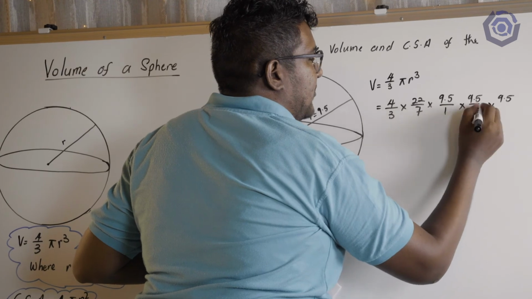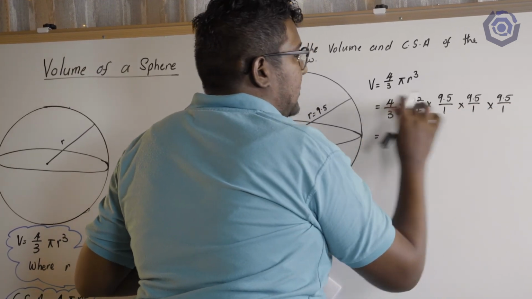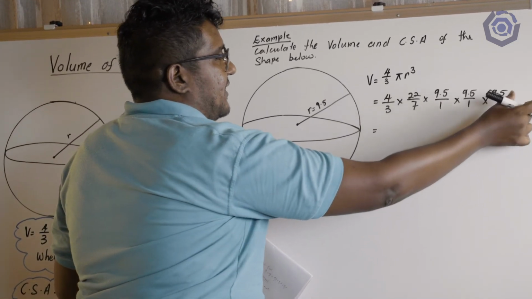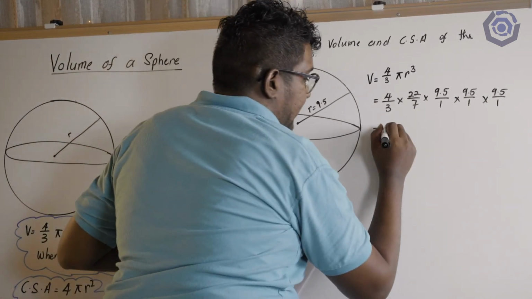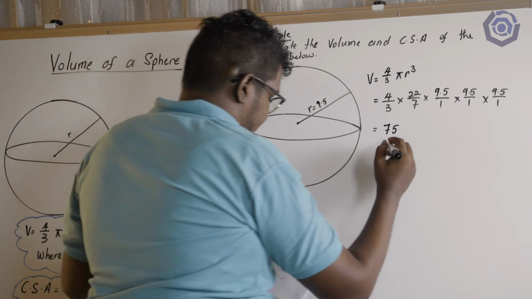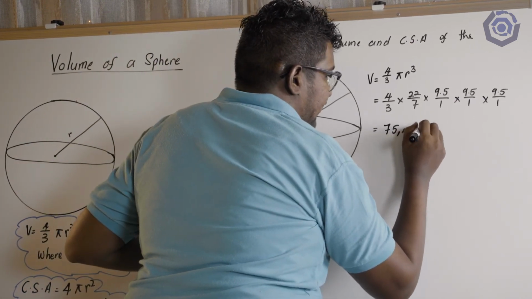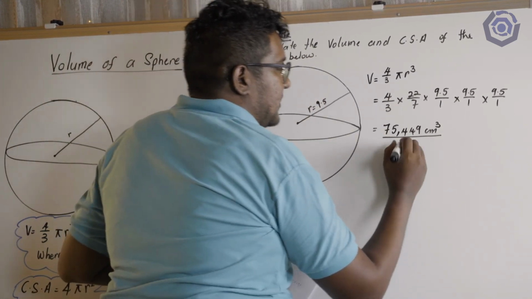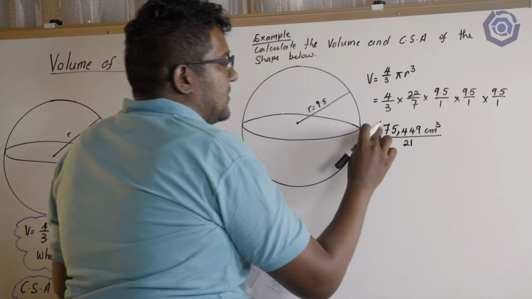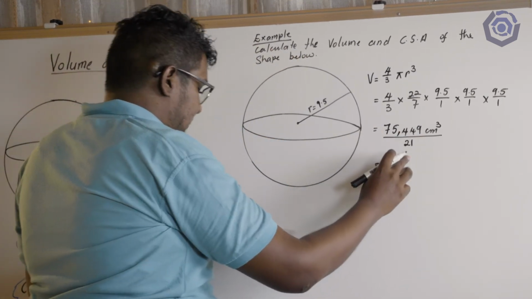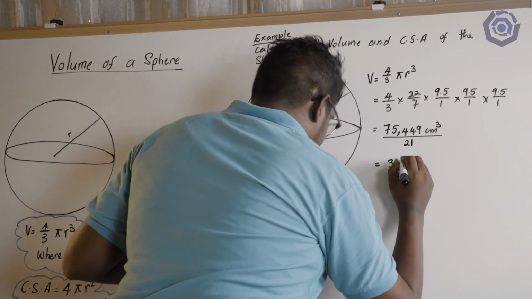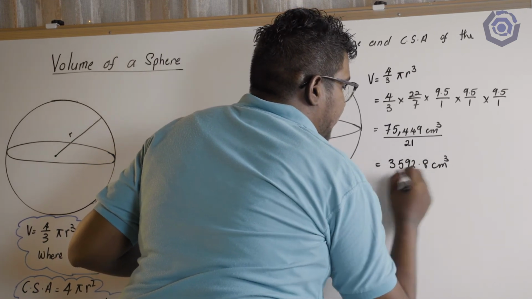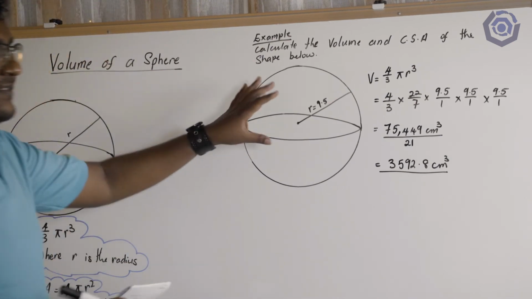We make them fractions, we put them over 1. Multiplying all our numerators, 4 times 22 times 9.5 times 9.5 times 9.5 gives me 75,449 cm cubed, divided by 3 times 7, which gives me 21. 75,449 divided by 21 gives me 3,592.8 cm cubed. And this is the volume of this sphere.